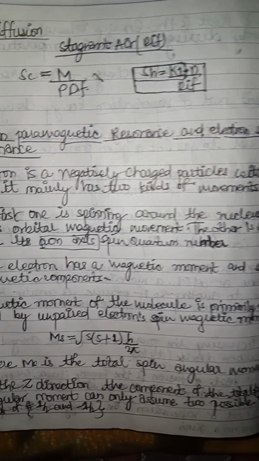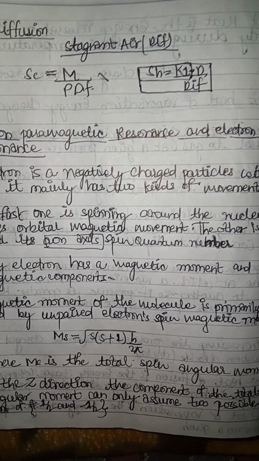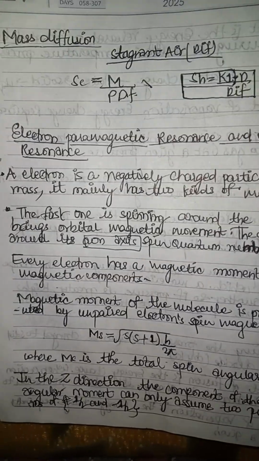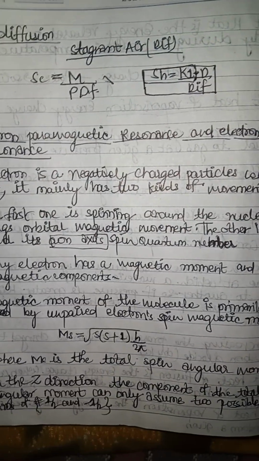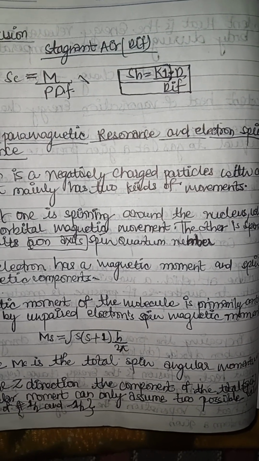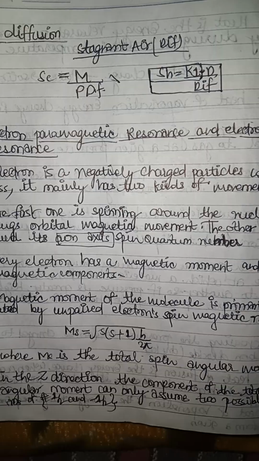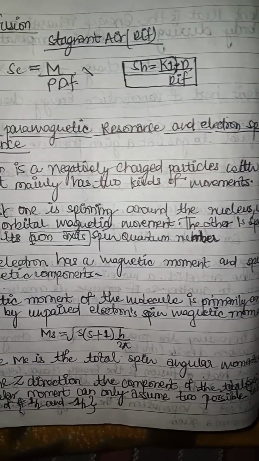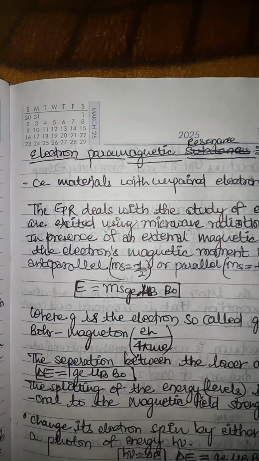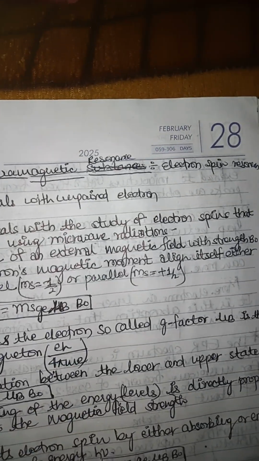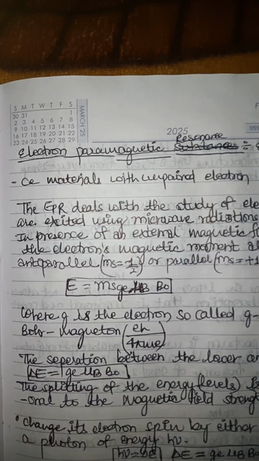Spin magnetic movement mu_s is equal to root of s(s+1) times h upon 2 pi, where ms is the total spin angular momentum in the z direction. The component of the total spin angular momentum can only assume two possible values, plus half and minus half. Electron paramagnetic resonance, electron spin resonance: materials with unpaired electrons.